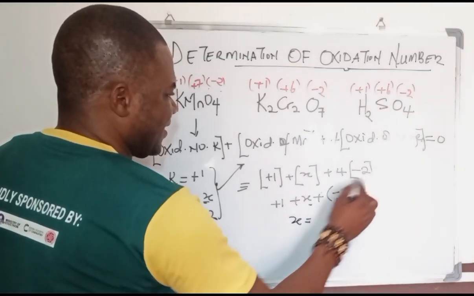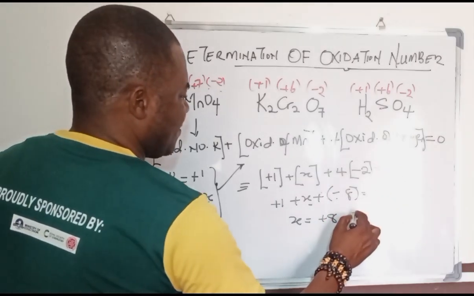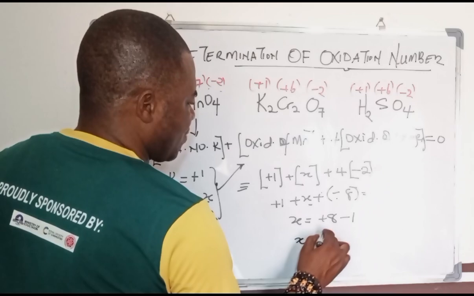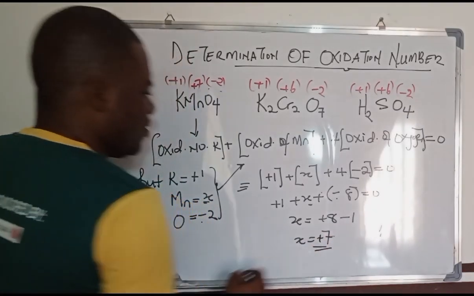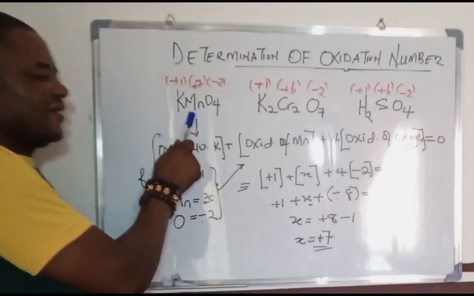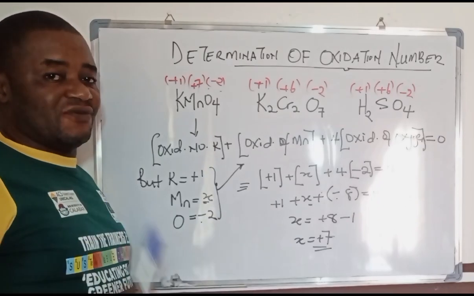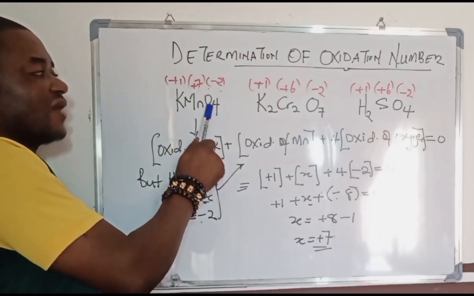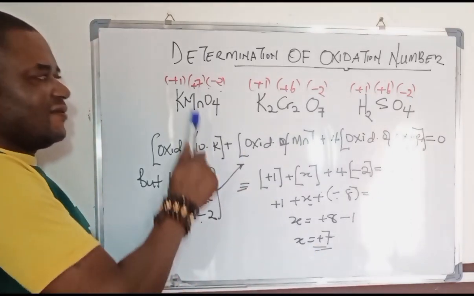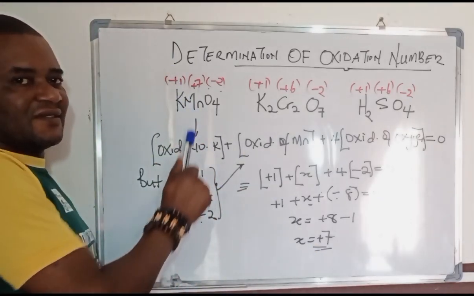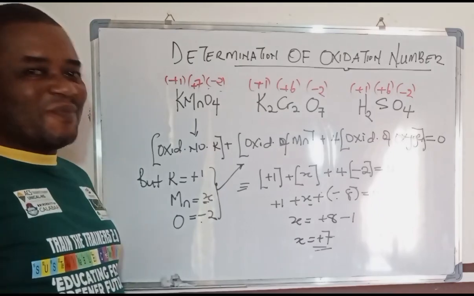x will be equal to -8 moved to this side, which gives us +8, and +1 moved to this side gives us -1. So x will be equal to +7. And that is where we have manganese to be +7 in the naming of that compound using oxidation number. So potassium tetraoxomanganate(VII) comes from its oxidation state in this very substance. Very simple. It is nothing to bother about.